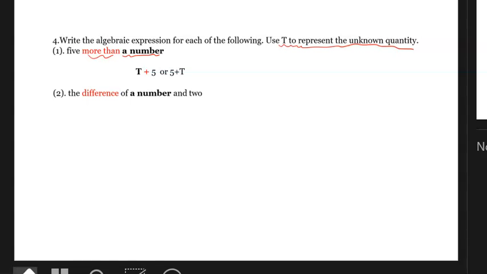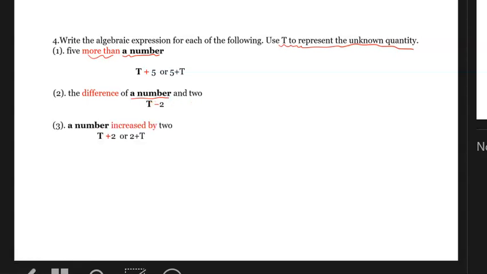Now, in the second case, the difference, we need to know difference. To find the difference of two numbers, we do subtraction. So a number is t, difference means minus, and 2, we just use the symbol 2. So that means the answer is t minus 2.